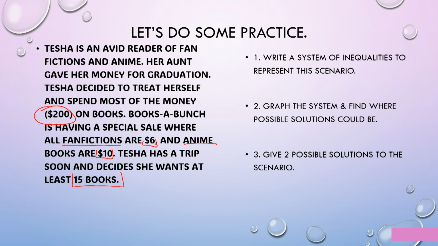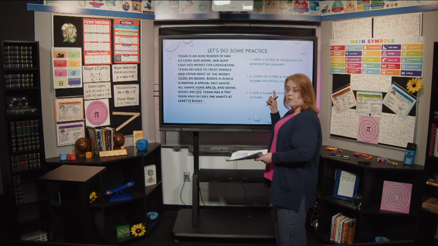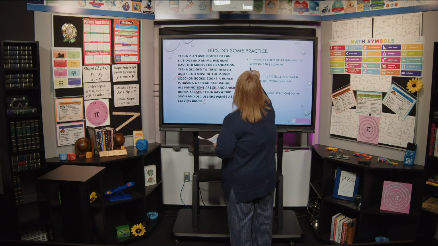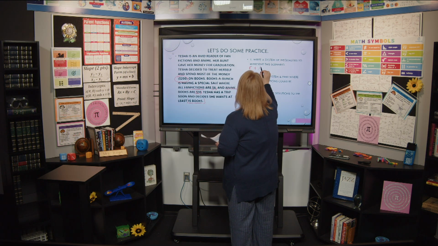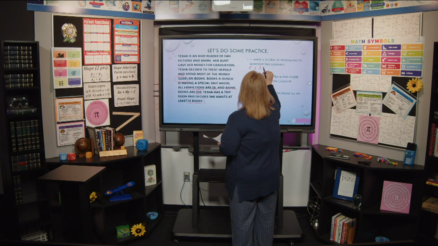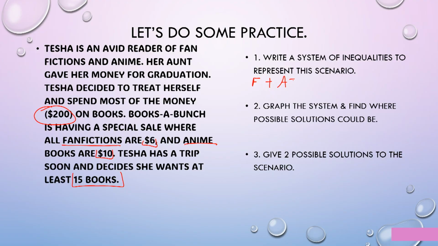So I'm going to have to write a system of inequalities. Let's do number to number and then money to money. So I'm going to have my fan fiction plus my anime to be what? At least, if not bigger, those 15 books. And then I've got $6 fan fiction plus $10 anime that has to be less than or equal to that $200. I can't spend more money than I've got. You just can't do that.